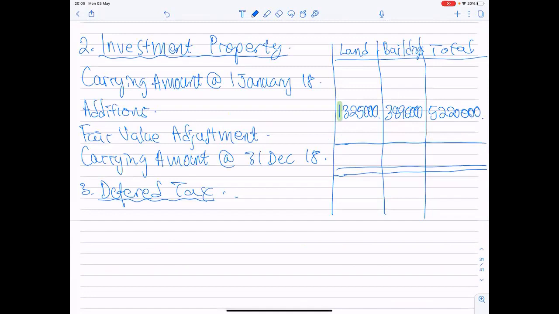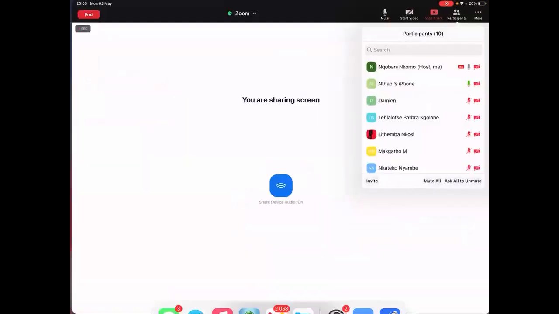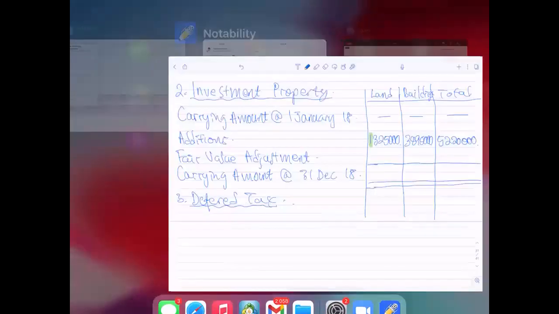Right. There was nothing at the beginning of the year. What we put at the beginning of the year is what was there as a closing balance in the previous financial year. Do we agree? Are we still there? Yes, sir.